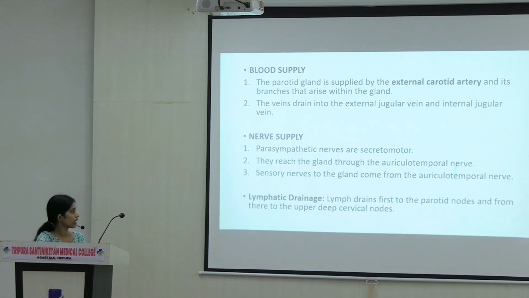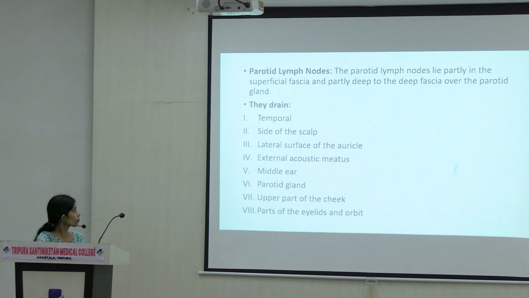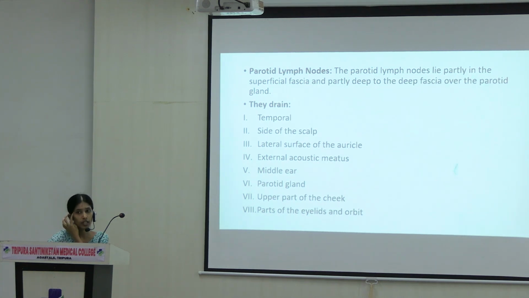Lymphatic drainage: lymph drains first to the parotid lymph node and from there to the upper deep cervical lymph nodes. The parotid lymph nodes lie partly in the superficial fascia and partly in the deep fascia. They drain the temporal region, side of the skull. Note down these points also: lateral surface of the auricle, external auditory meatus, middle ear, parotid gland, upper part of the cheek and parts of the eyelids and orbit. Again, parotid lymph node is also your MCQ question.